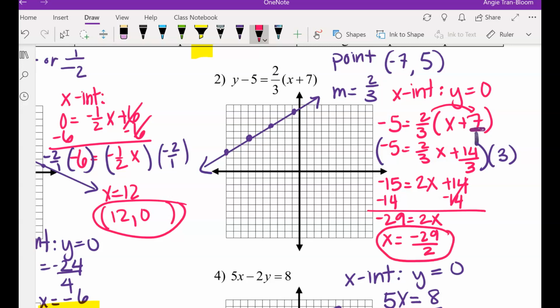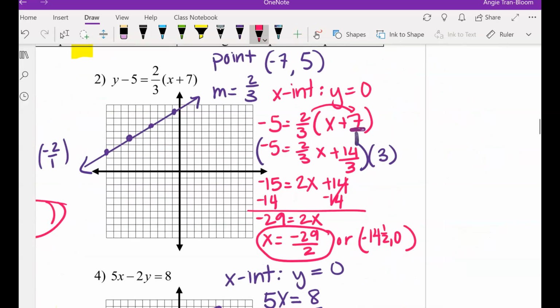I will take improper. If you like mixed number, I will also take mixed. Yep, I would take either. I would write both. That's really what? Negative 14 and 1/2? Someone confirm that for me? Yeah. So that's your X-intercept. I'll go and solve the Y-intercept as well, and then we'll fill it in the next chart, okay?